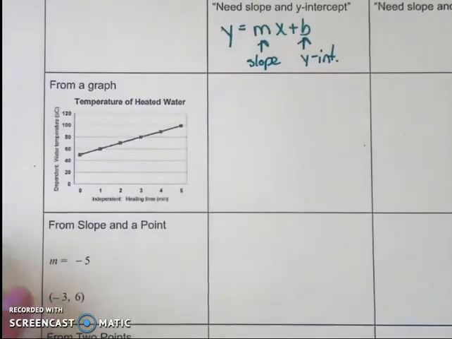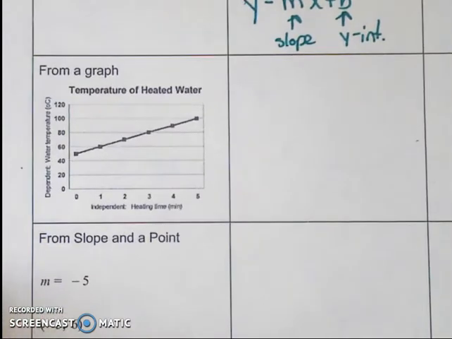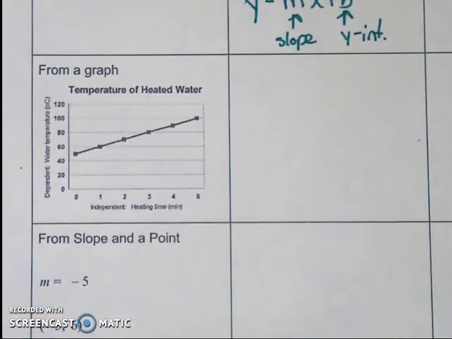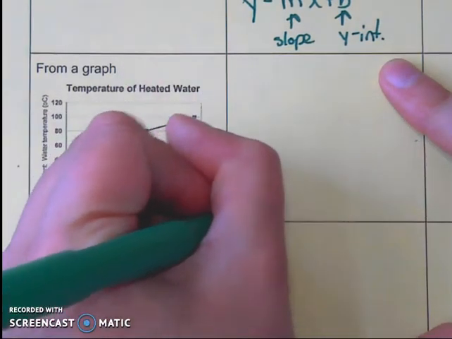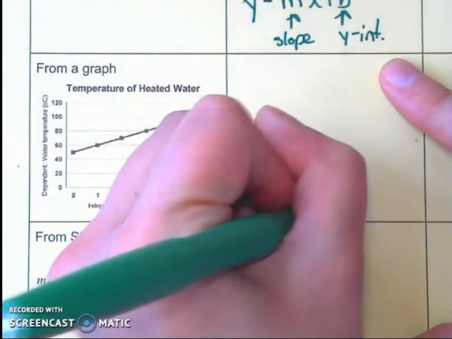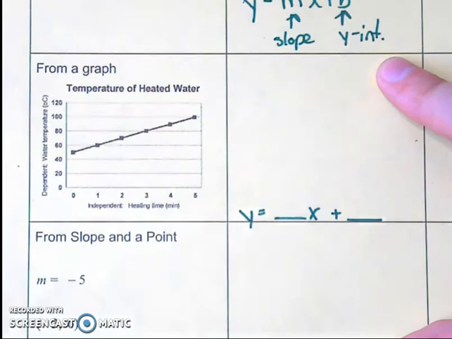I'm going to zoom in here so you can see really well what I'm doing. When we're talking about from a graph, normally we have a graph with a lot of little boxes. We don't have that this time, but that doesn't really change our problem. We still need slope and y-intercept to write our equation, right? We still want an equation that's y equals blank x plus blank, or minus blank, whatever works, okay?